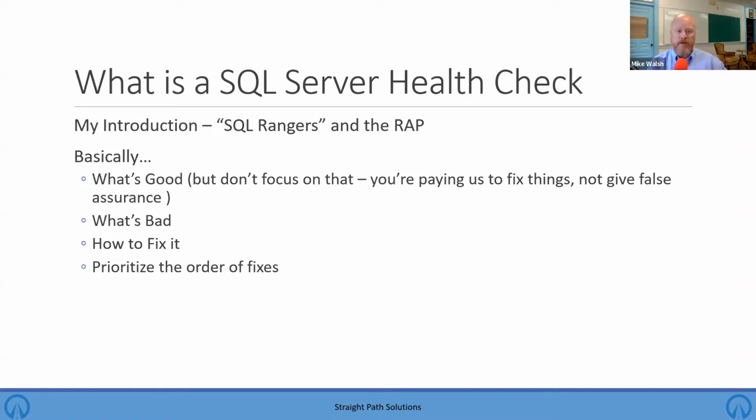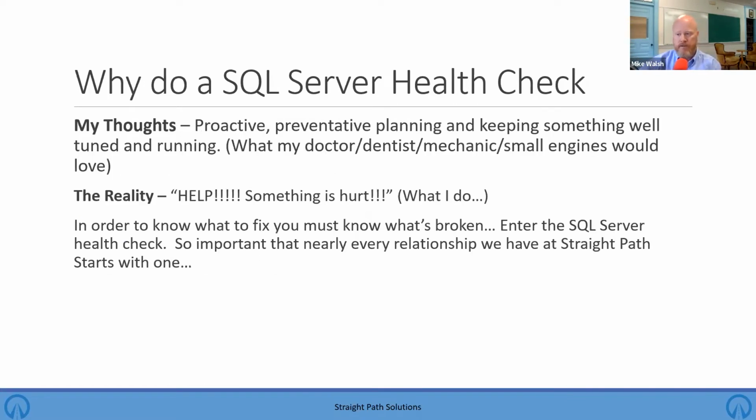So when we do a health check at Straight Path, we kind of glance at what's good. We like to give some praise, but you're not paying us to give false assurance and hope. You're paying us to fix problems. So we want to point out the things that are bad. We really zero in on what's bad, how to fix it, and then prioritize the order of fixes for you. Because a lot of times in a health check, there are many things wrong. Some of them are kind of important, some of them are less important, and we want you to know which ones are which.